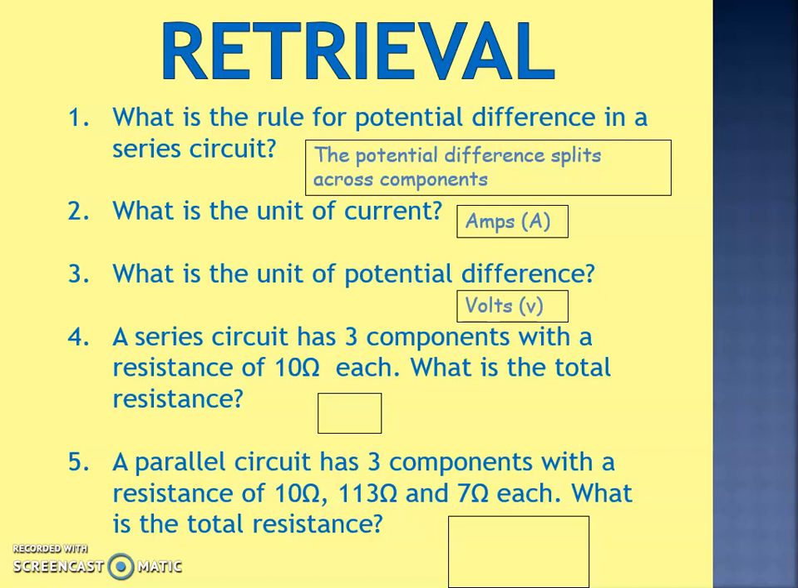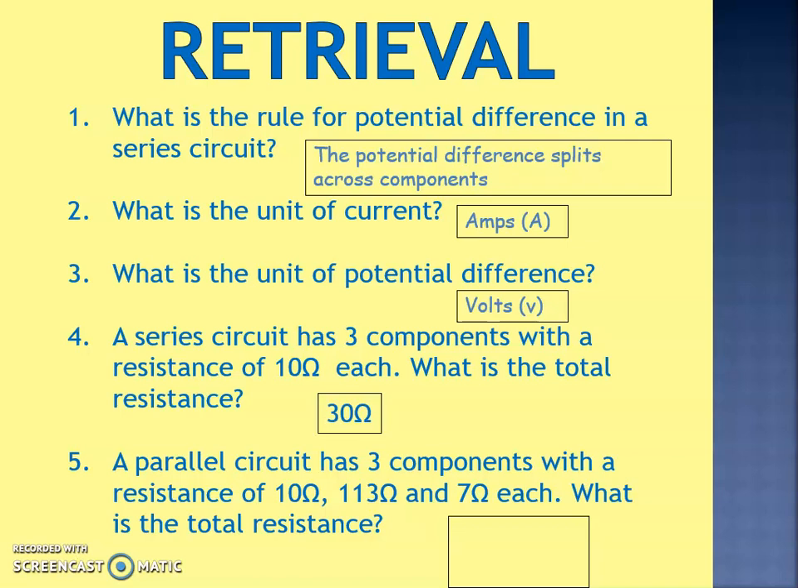Question 4. A series circuit's got 3 components with a resistance of 10 ohms each. What is the total resistance? Well, in a series circuit, the total resistance is the sum of each individual resistance. So the total resistance in that case would be 30 ohms, 10 times 3.